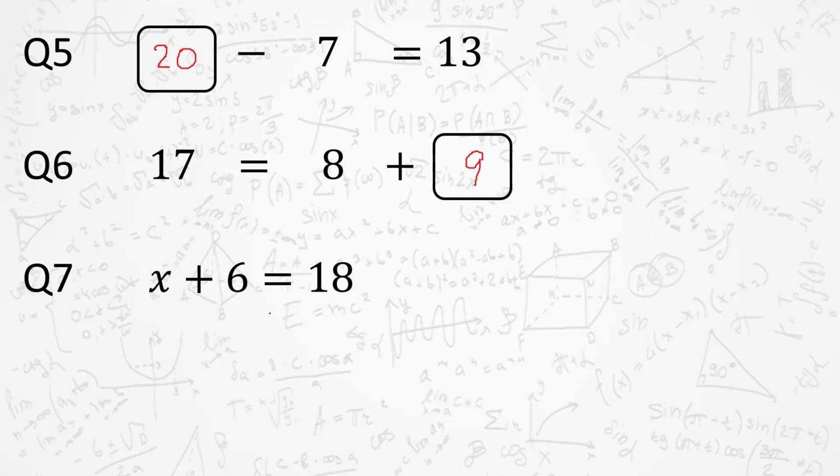Next one is solving for x, question 7. So x plus 6 equals 18. So to get x on its own, we have to do the opposite. Therefore, we need to take away 6 from both sides. So x equals 18 minus 6, which is 12.